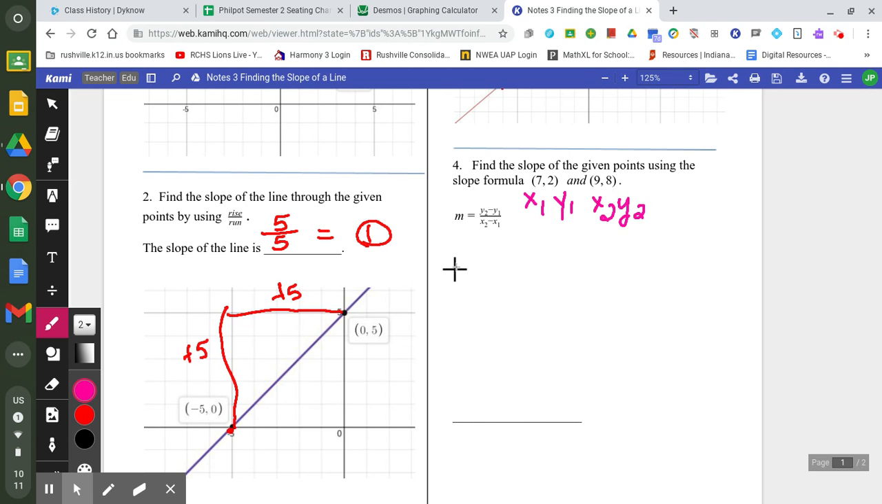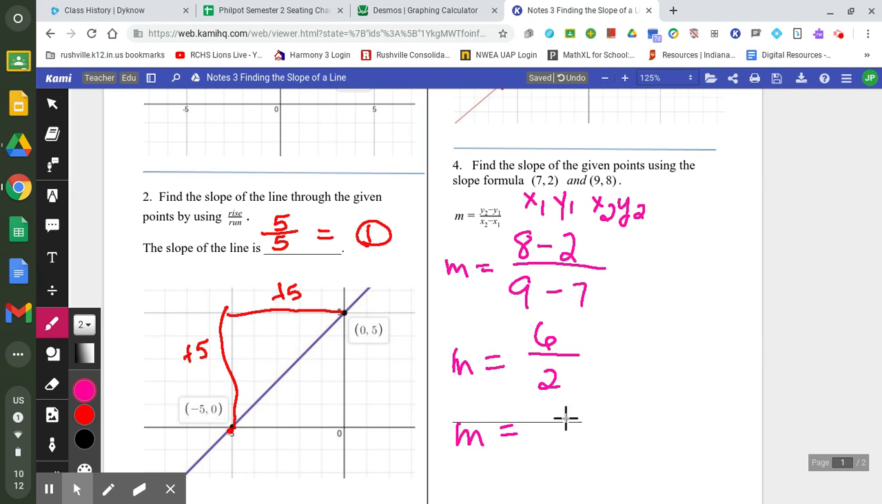So then following the formula, I have m equals, and so my y2 is 8 minus my y1 is 2 over x2 is 9 minus, and my x1 is 7. And then I simplify, so 8 minus the 2 gives me 6 over 9 minus 7 gives me 2. And then that once again reduces. 6 over 2 equals 3.